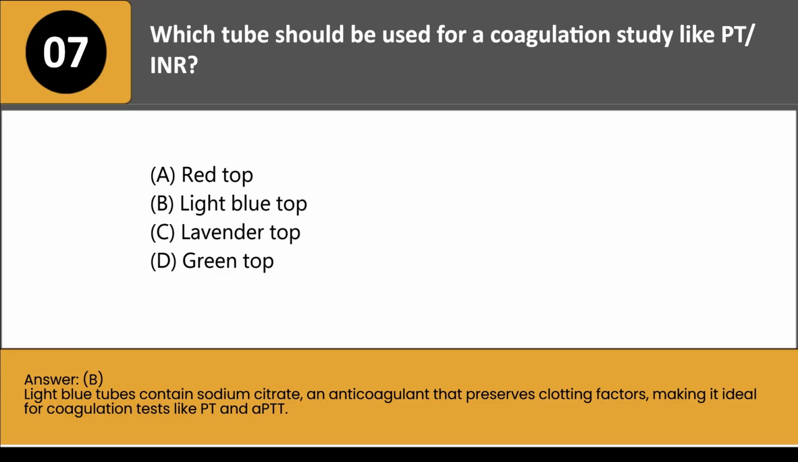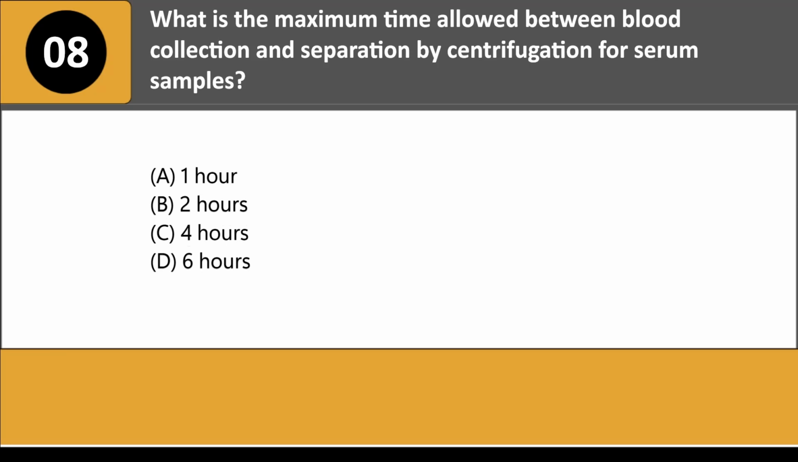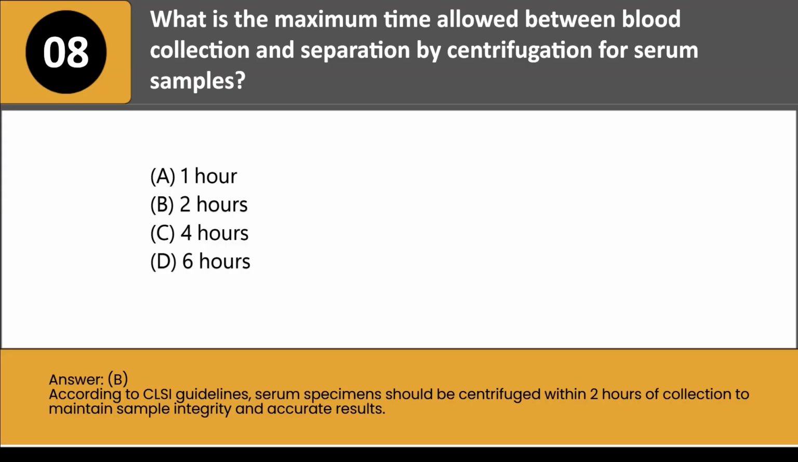What is the maximum time allowed between blood collection and separation by centrifugation for serum samples? A. 1 hour. B. 2 hours. C. 4 hours. D. 6 hours. Answer: B. According to CLSI guidelines, serum specimens should be centrifuged within 2 hours of collection to maintain sample integrity and accurate results.